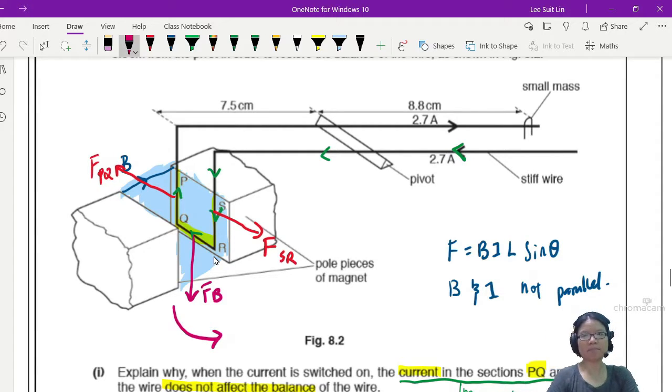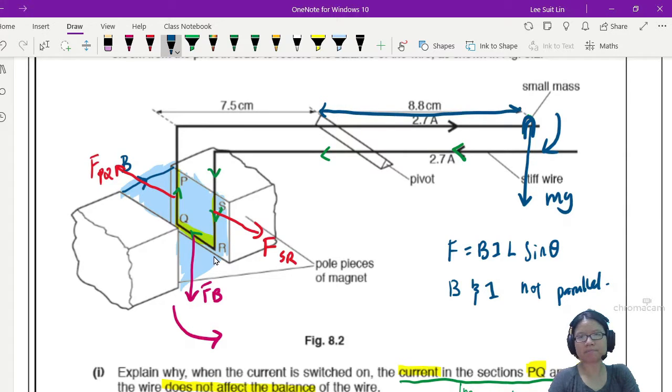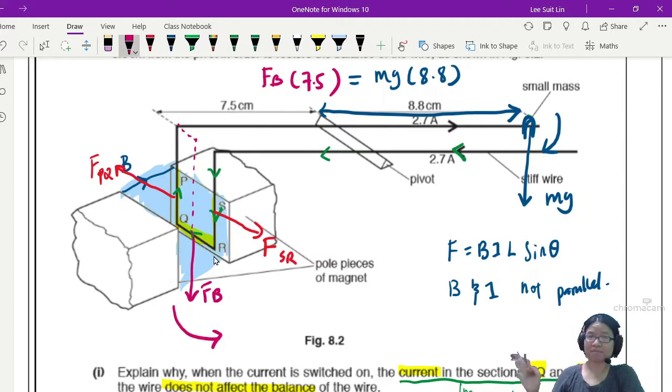Okay? And you have this small mass here. This small mass has a force in this direction, mg, causing this thing to rotate this way. So for mg, since the pivot is here, we will take 8.8. So clockwise moment, mg times 8.8 cm, must be equal to counterclockwise moment, which is FB. If you extrapolate FB, you will reach here. So FB times 7.5 cm. The cm on the left and right will cancel out.